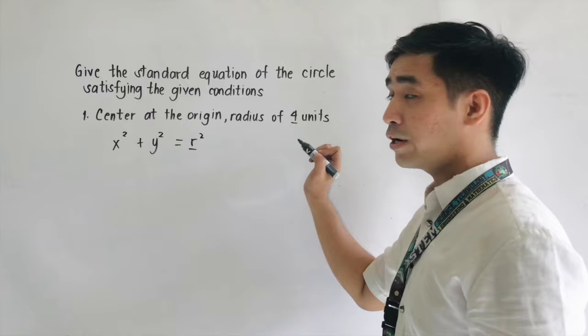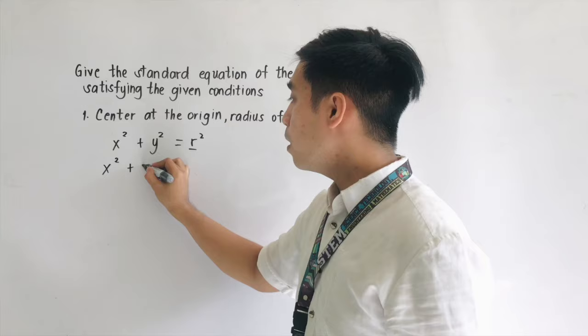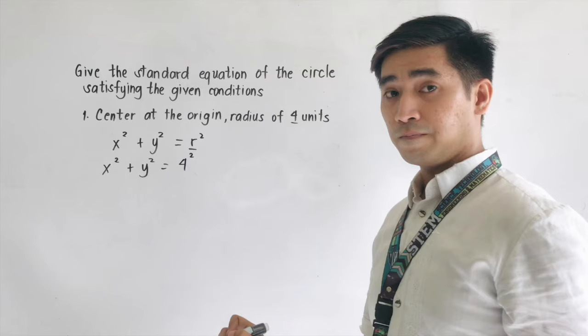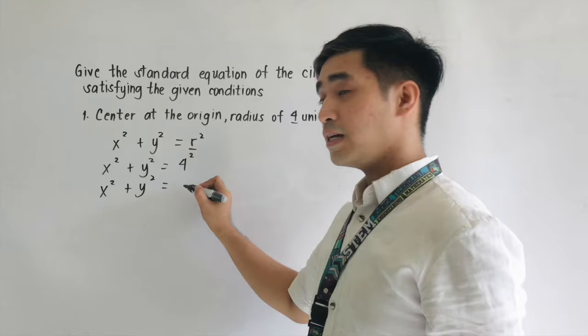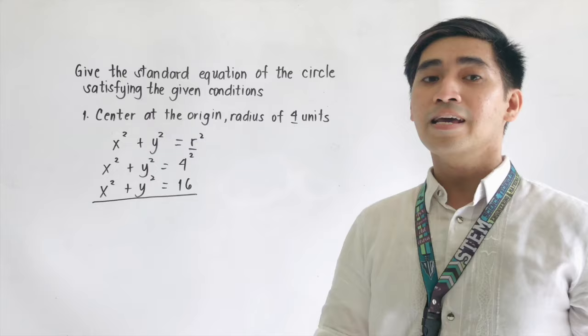So we need to substitute it now to the equation. Therefore, we'll be having x squared plus y squared is equal to r squared, which is 4 squared. Simplifying the equation, we'll be having x squared plus y squared is equal to what is 4 squared? That becomes 16. Therefore, the answer is x squared plus y squared is equal to 16.